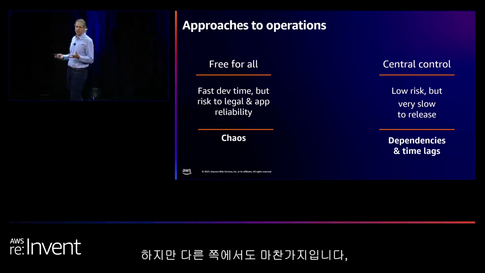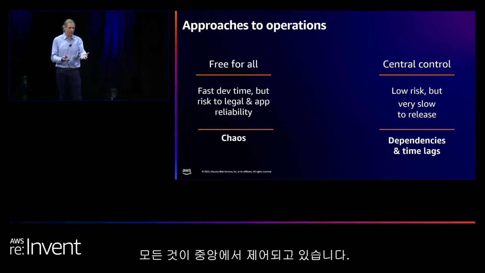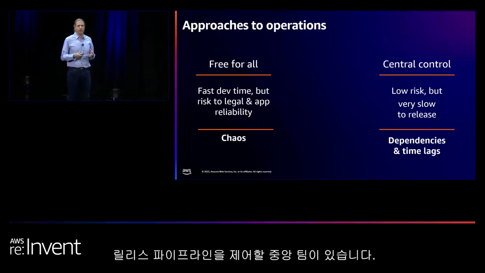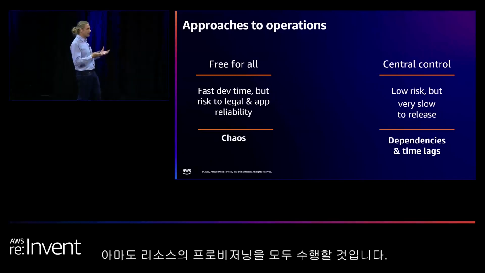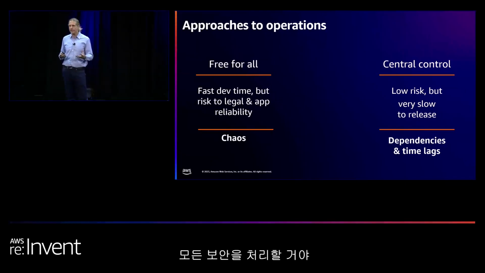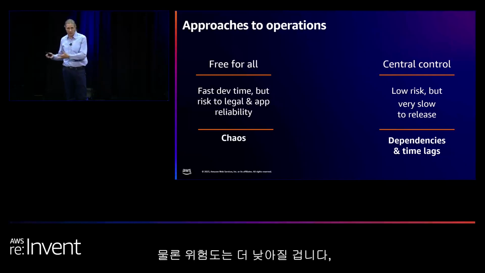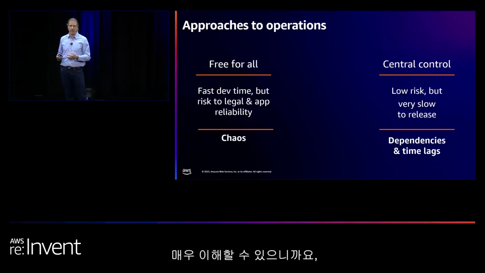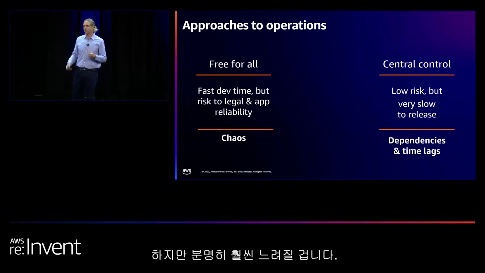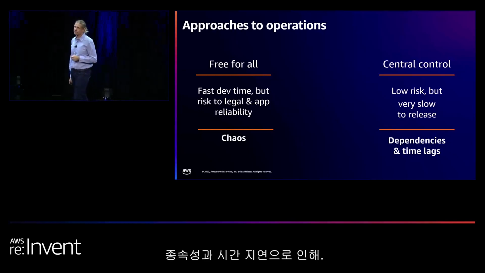But then on the other end of the spectrum, you've got everything being centrally controlled. You've got a central team that is going to take control of the release pipeline. Maybe it's going to do all the provisioning of the resources. It's going to handle all the security and all of the troubleshooting. It's going to be lower risk, of course, because it's very understandable, but it's obviously going to be a lot slower due to the dependencies and the time lags.